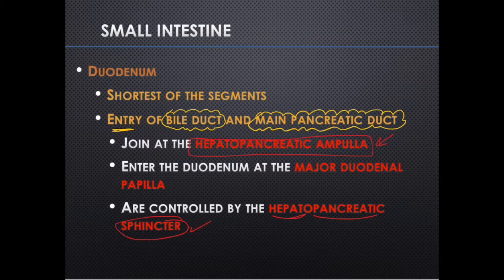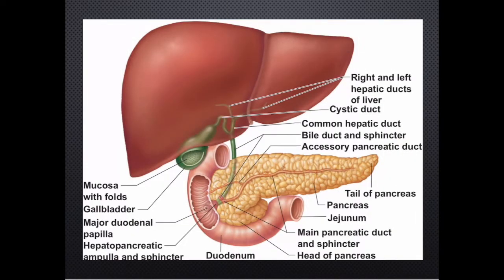This is going to be my sphincter. So the sphincter here guarding the hepatopancreatic ampulla is going to be called the hepatopancreatic sphincter. So if we're looking on here, just moving to the slide to show you how the duodenum will be receiving the bile and the pancreatic secretions.